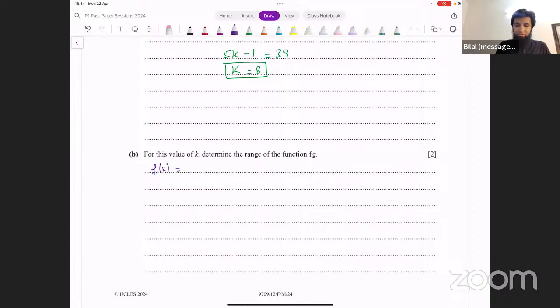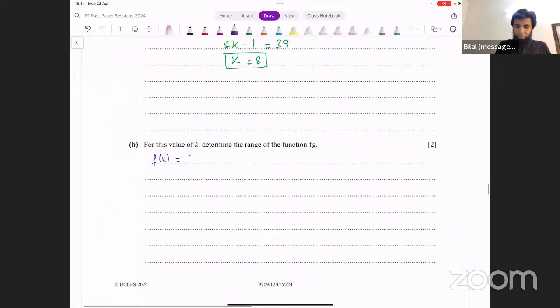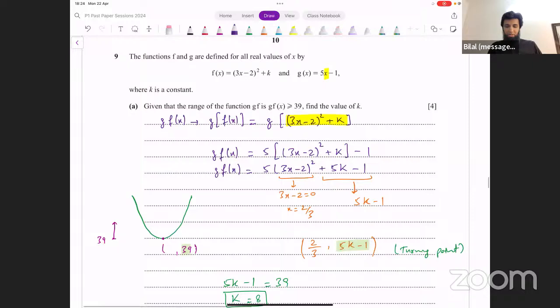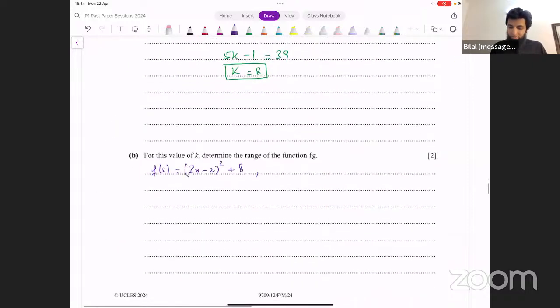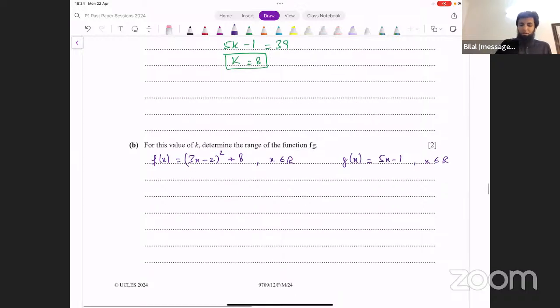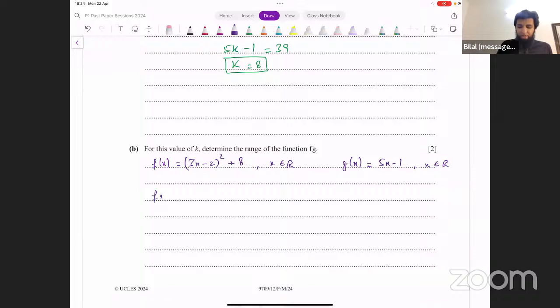F of x is equal to 3x minus 2 whole squared plus k. In place of k, we can input 8 here. That's f of x. And g of x is 5x minus 1. Both of these functions are valid for all real values of x. Okay. Now let's find the function fg first of all. Fg of x. What is that going to be? F of g of x. Inside f, you input the function g, and that gives you f of 5x minus 1.